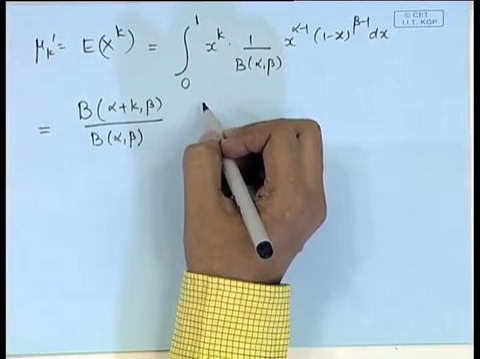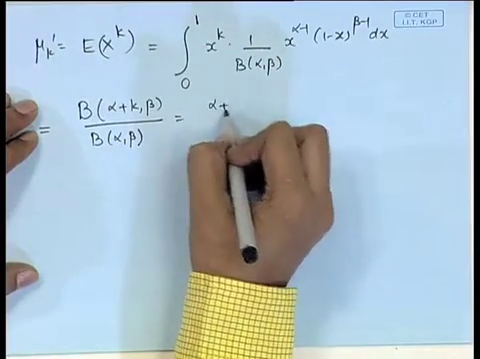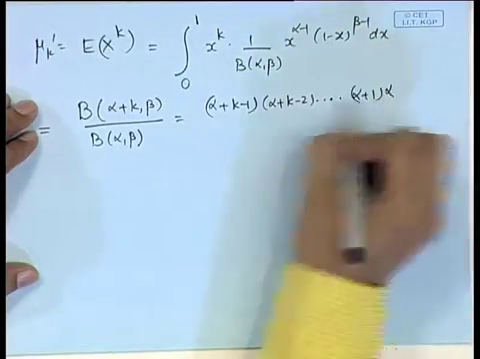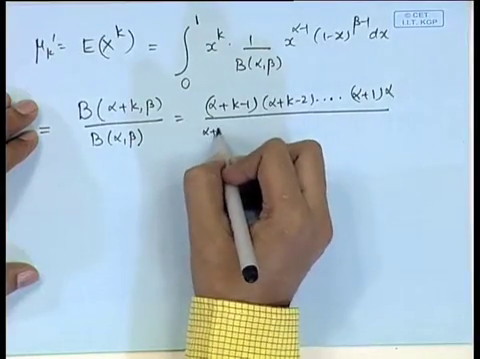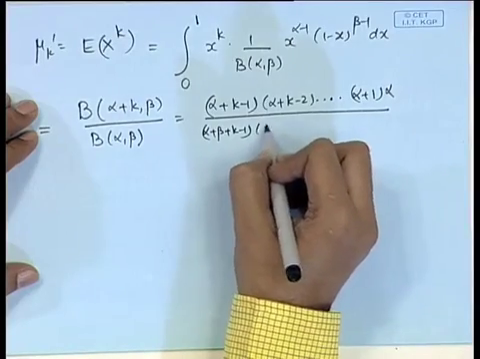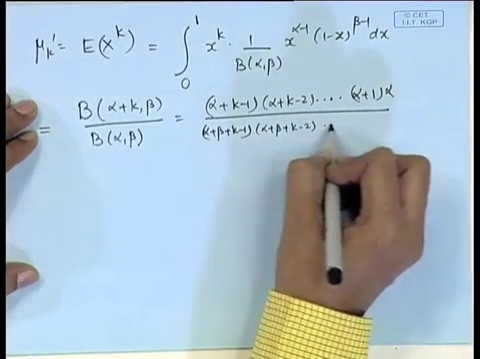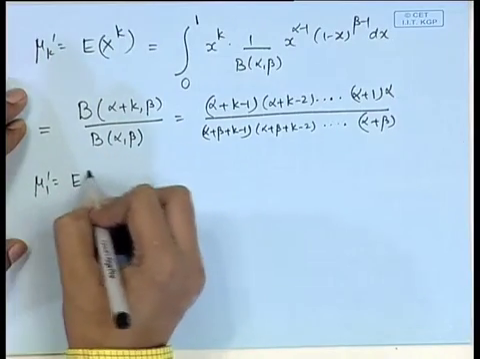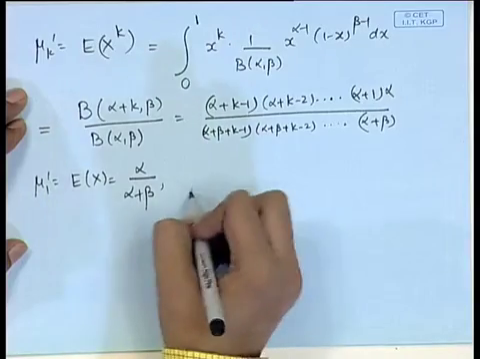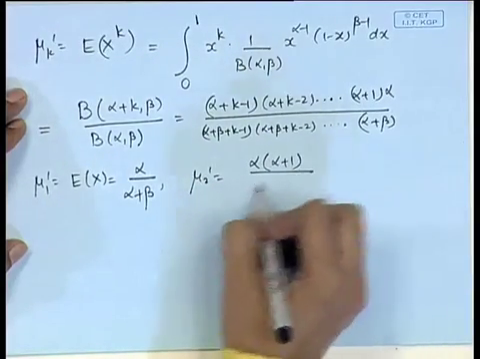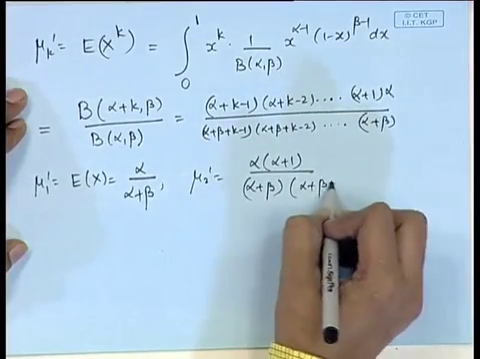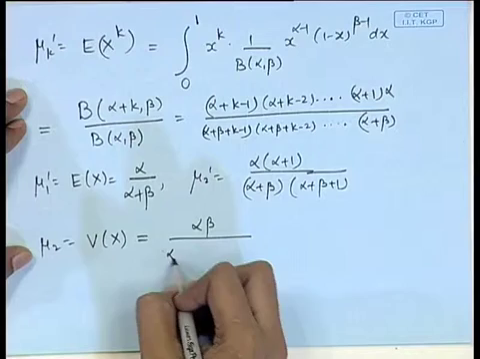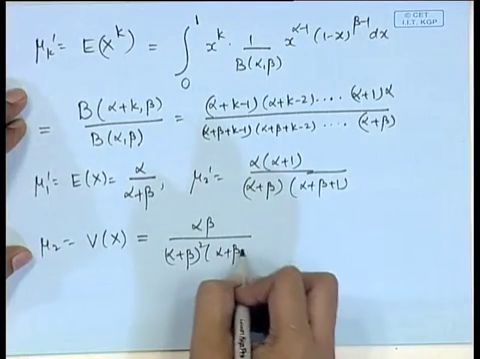So, this can be simplified and we get the expression as alpha plus k minus 1, alpha plus k minus 2 and so on up to alpha plus 1, alpha divided by alpha plus beta plus k minus 1, alpha plus beta plus k minus 2 and so on up to alpha plus beta. So, if we calculate the mean of this distribution, it is simply alpha by alpha plus beta. The second moment will become equal to alpha into alpha plus 1 divided by alpha plus beta into alpha plus beta plus 1, and therefore, variance of beta distribution will be equal to alpha beta divided by alpha plus beta square into alpha plus beta plus 1.